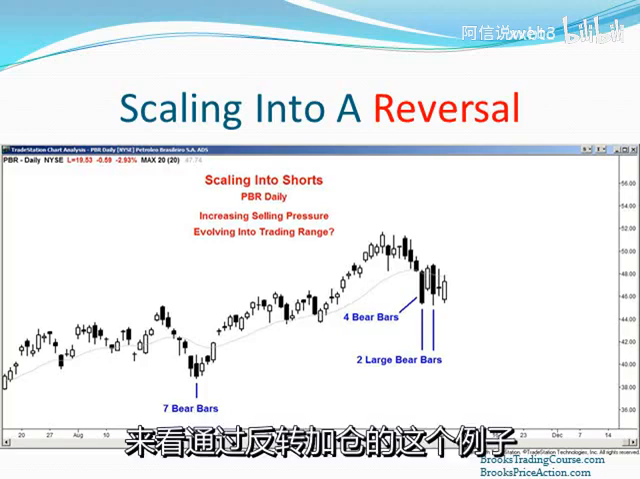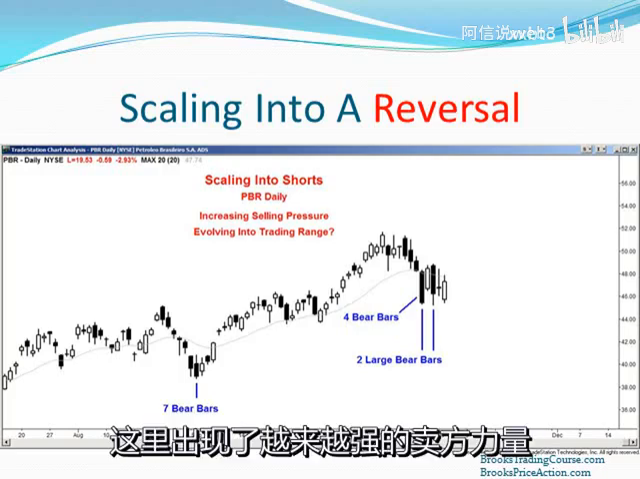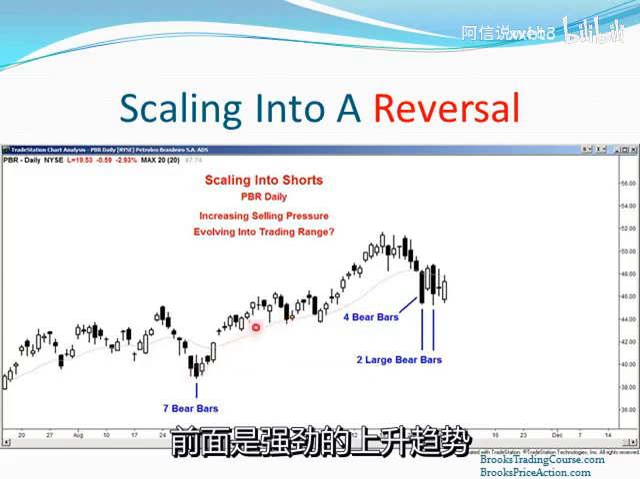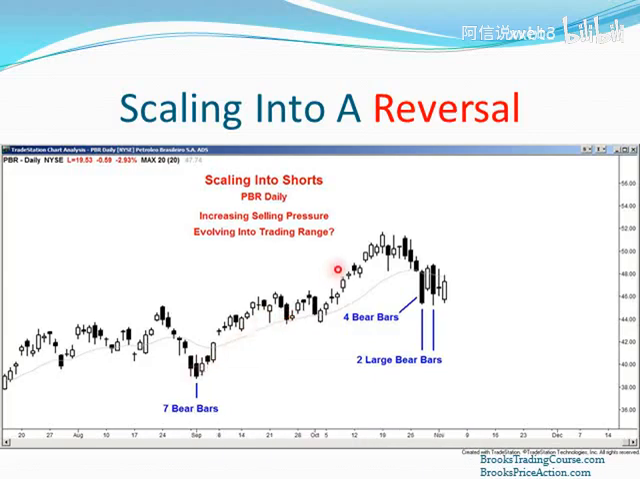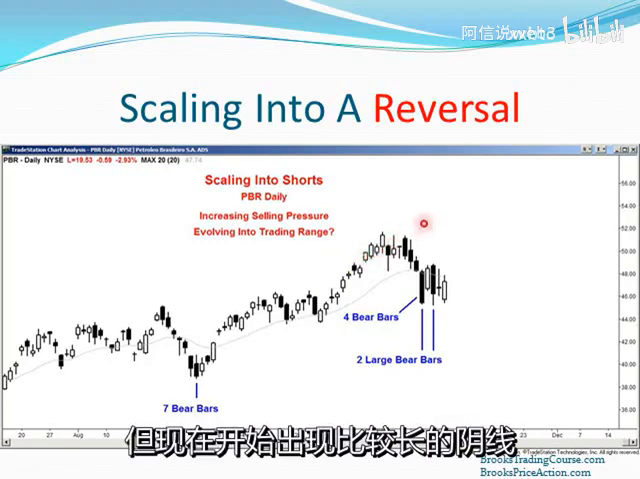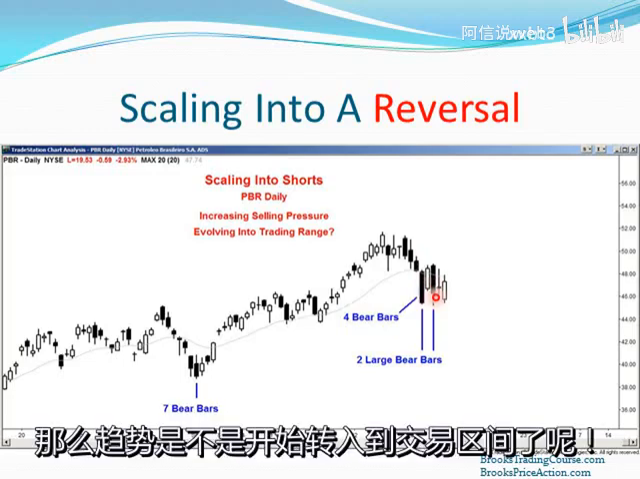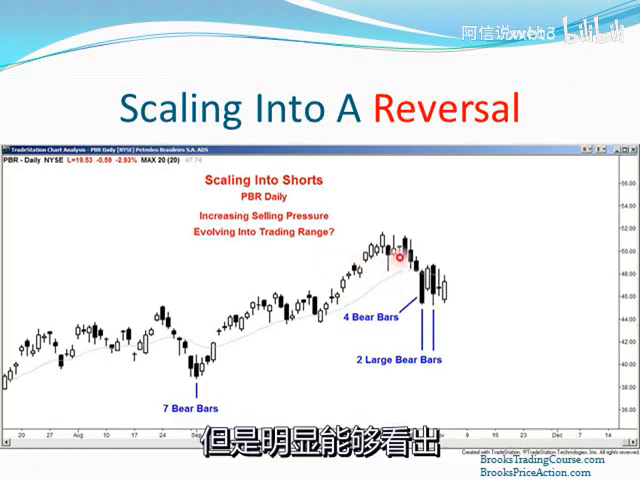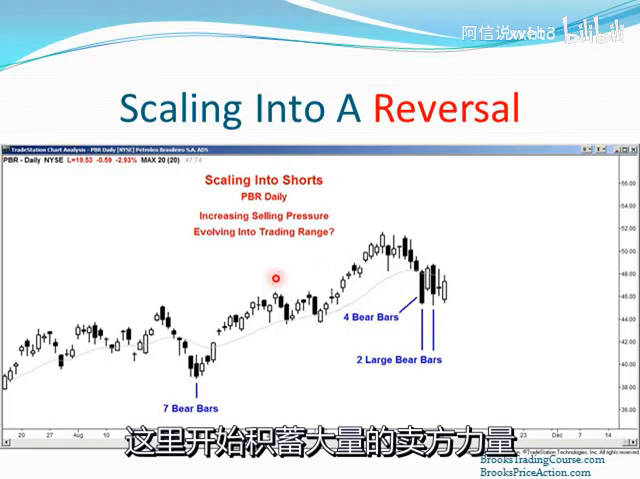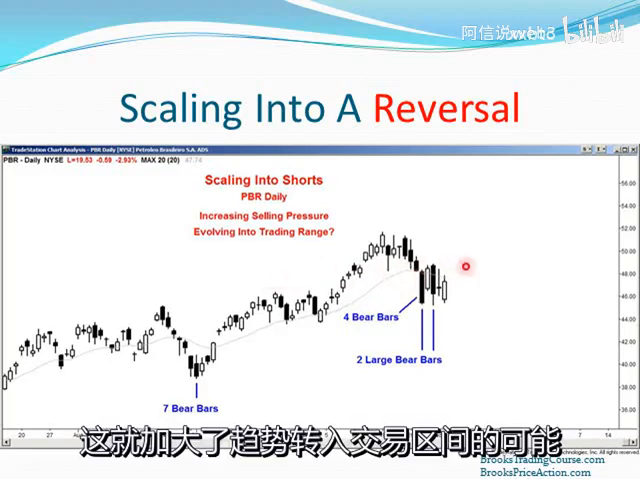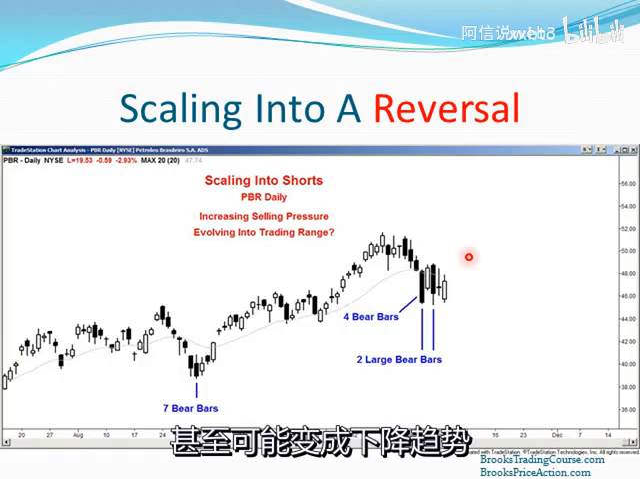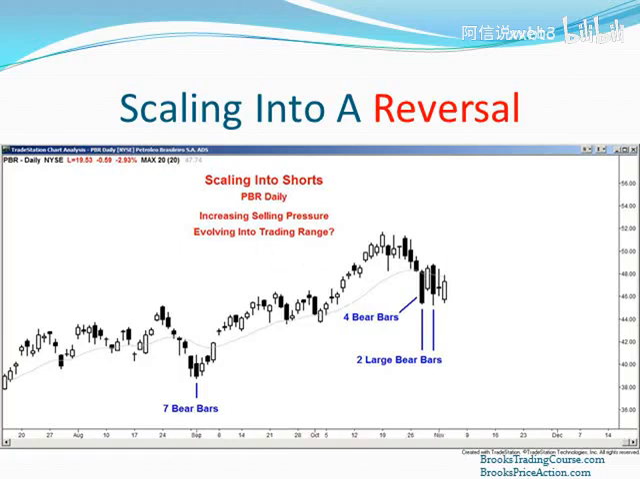Here's an example of scaling into a reversal. This is the daily chart, and there's increasing selling pressure. We have a strong bull trend, a reasonably strong bull trend, but now we're starting to get big bear bars. We have 4 big bear bars here, and we have 2 large bear bars here. So is the trend evolving into a trading range? I don't know, but it's certainly starting to accumulate a lot of selling pressure, and that increases the chances of the trend turning into a trading range and possibly into a bear trend.